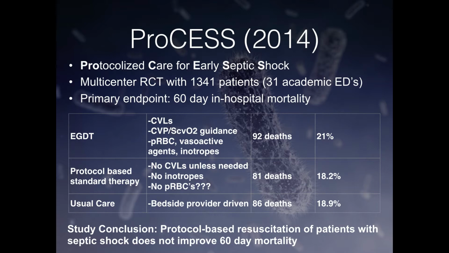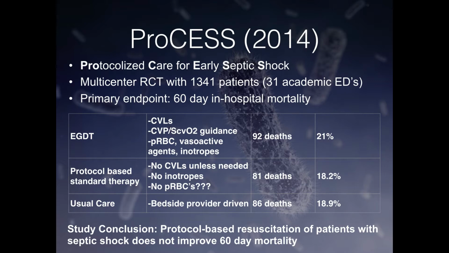So the ProCESS trial was in 2014, and all these were in JAMA. This was the protocolized care for early, and I emphasize the early, septic shock there. It's a pretty good trial. It was a multi-center randomized control trial. Had 1,300 and change as far as patients. This was all done in 31 academic tertiary EDs. So not necessarily smaller places, but tertiary places. And the primary endpoint was a good thing. It was patient outcome. So it was a 60-day in-hospital mortality.